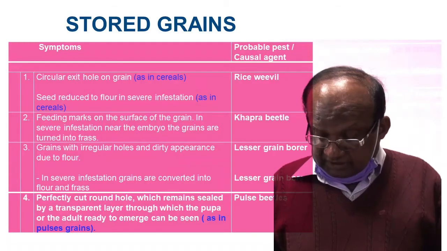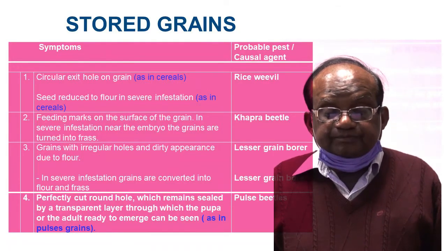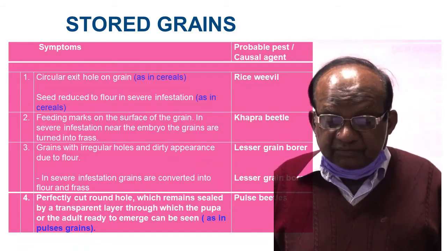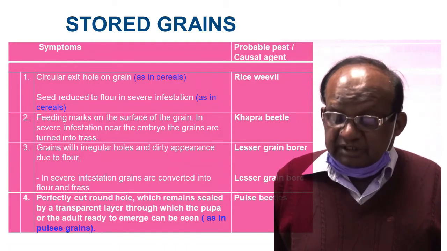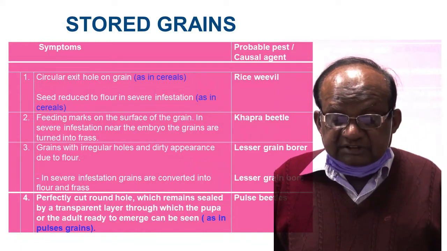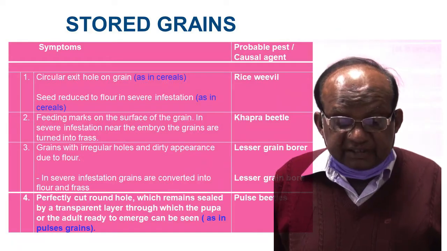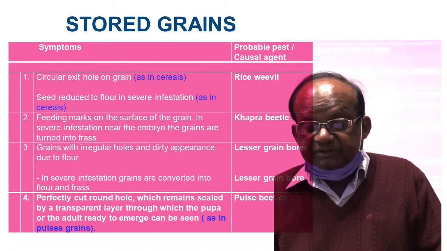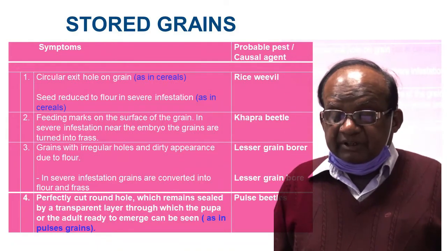Stored grain pest. What are the symptoms of injury of stored grain pests? If a circular exit hole is found on the grain, as in the case of rice, wheat, maize, this shows the attack of rice weevil. If feeding marks are found on the surface of the grain, and in severe infestation near the embryo the grains are turned into flour, this indicates the attack of copra beetle in stored grain.